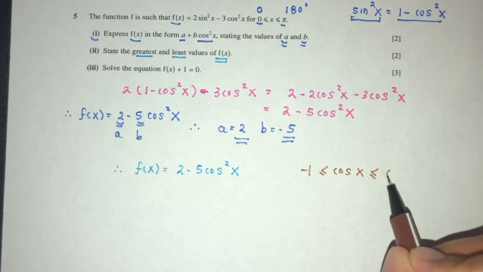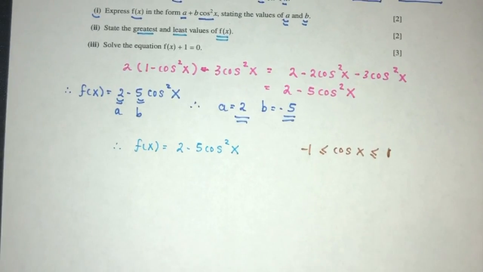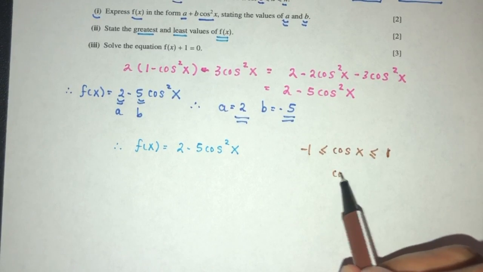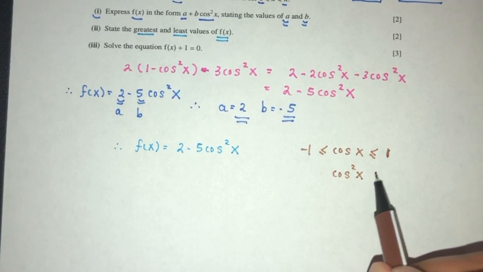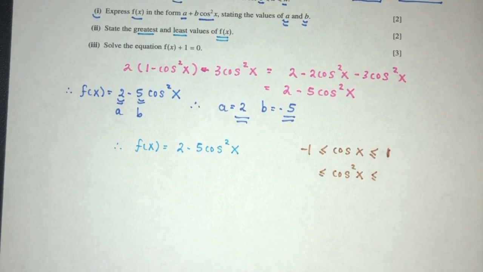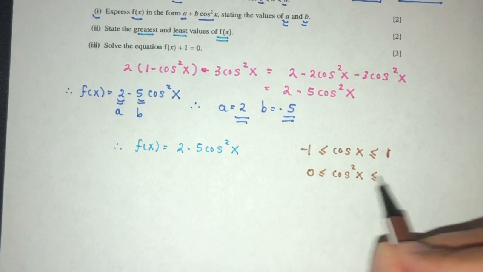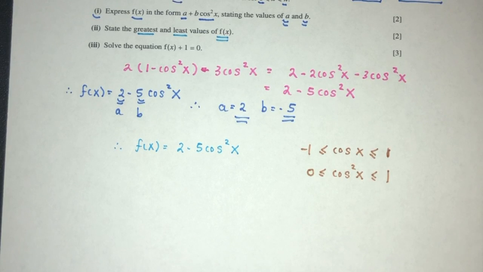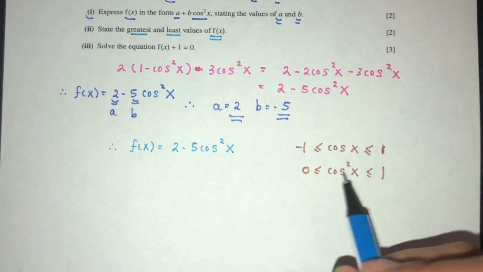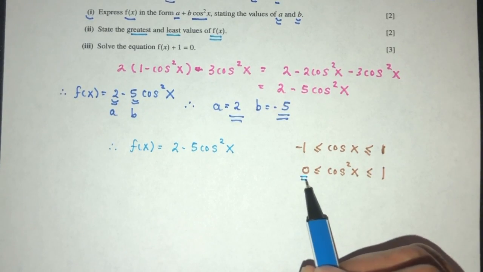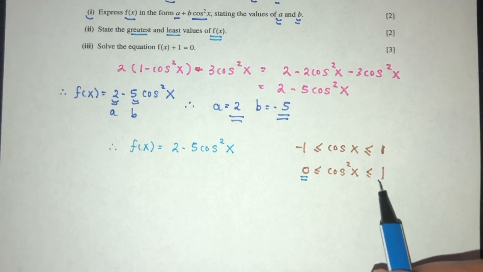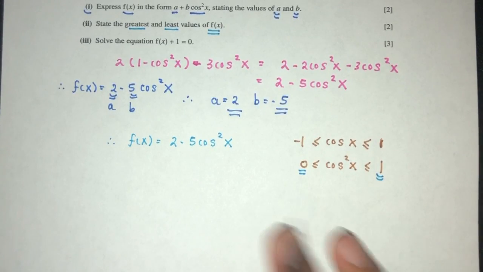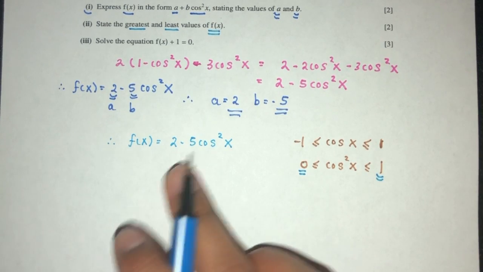-1 to 1, right? But now here we have square. What values can cos square x take? It cannot be negative, right? So it can be 0 and 1. So consequently, hence, the smallest value of this is this, and the largest value of this is this. Okay, so we have to use this understanding to find the greatest and the lowest value of this.